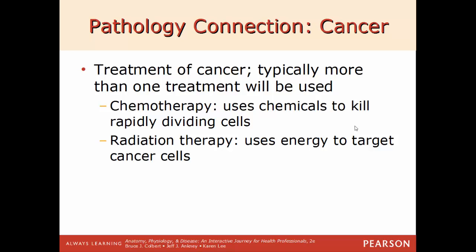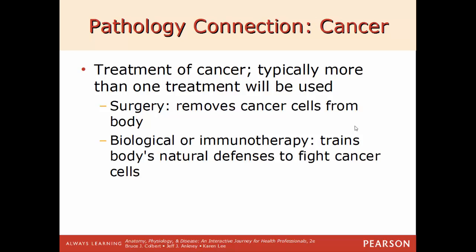So some patients may only need radiation, some people may need both, depending on what type of cancer they may have and where they may have it. Surgery is always a form of treatment, removing the cancer cells from the body. And lastly, biological or immunotherapy will help train your body's natural immune system to fight the cancer cells.